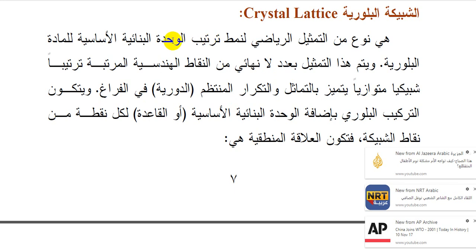يعني نوع من التمثيل الرياضي لنمط ترتيب الوحدة البنائية الأساسية للمادة البلورية. It is a sort of mathematical representation of the crystalline fundamental structural unit order pattern, and the representation is of an infinitesimal amount of geometrical points assorted parallelly to the lattice، يعني المرتبة ترتيبا متوازيا شبيكيا، يتميز بالتماثل وكذلك التكرار المنتظم. The uniform or tactic recurrence is actually denoted as periodicity. الدورية في الفراغ in the space.